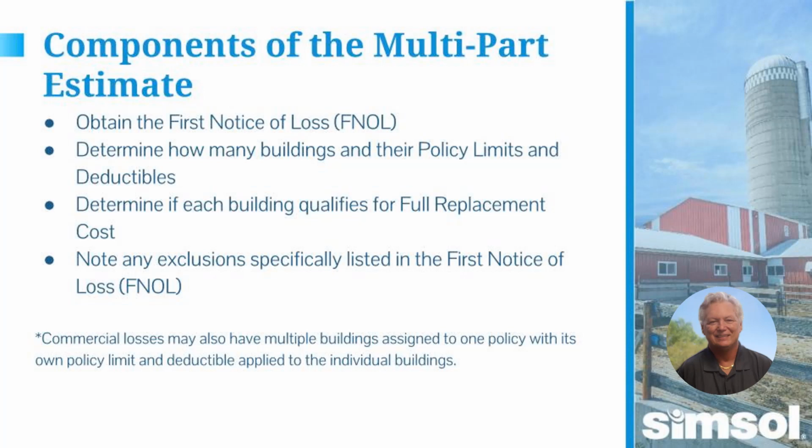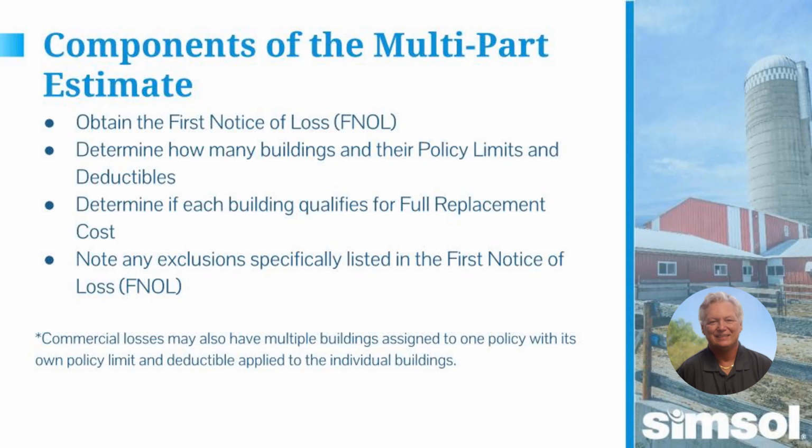So what are the components of a multi-part estimate? Well, the adjusters must obtain the first notice of loss, which we call the FNOL, to determine how many buildings are assigned to the policy, along with each policy limit with the deductible. A prime example of this is a farm and ranch policy, which consists of the main insured's residence, that's the main building, along with the APS, which is a pertinent private structure.